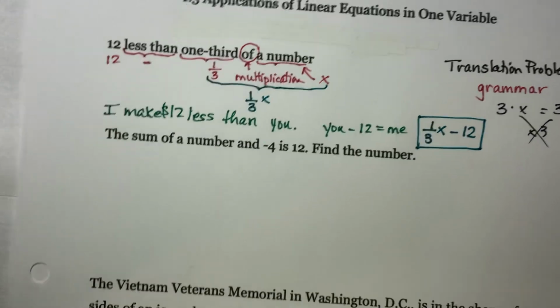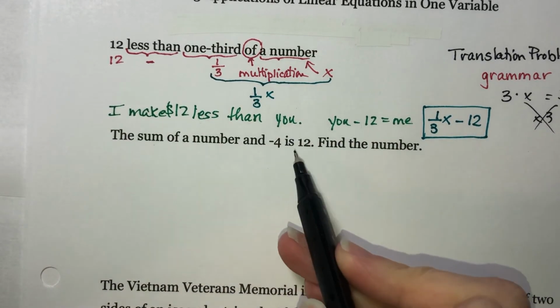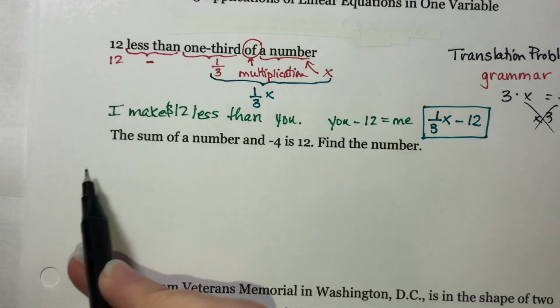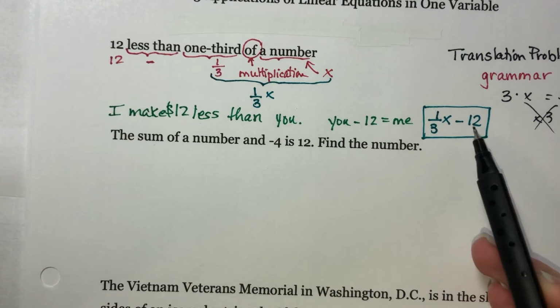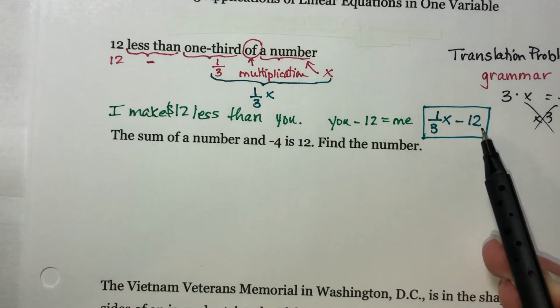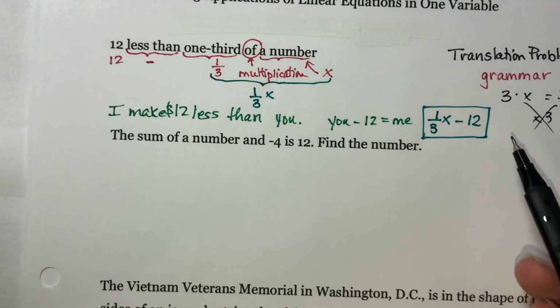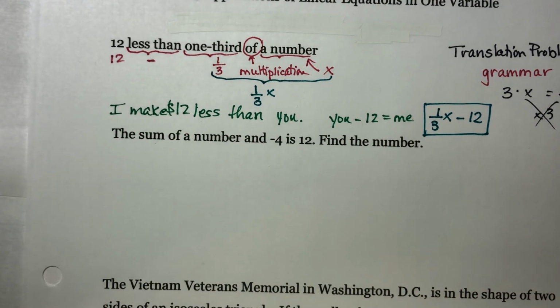Okay, so let's try the next problem. The sum of a number and negative 4 is 12. Find the number. So this time we're going to end up with something more than just an expression. By the way, an expression is what we call something that doesn't have an equal sign in it. And an equation always has an equal sign. Okay, so let's do our translation.